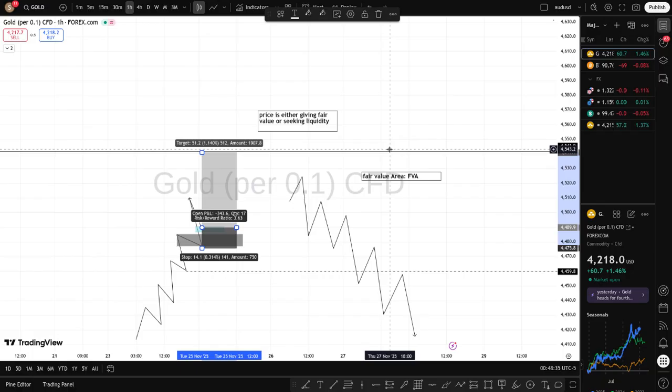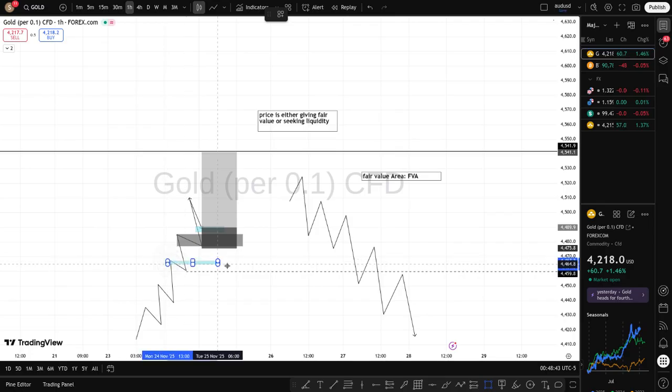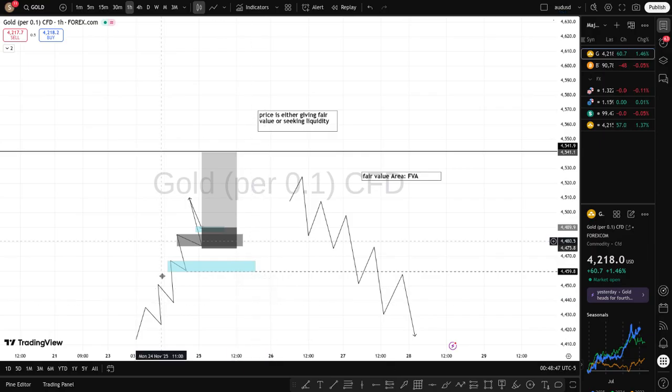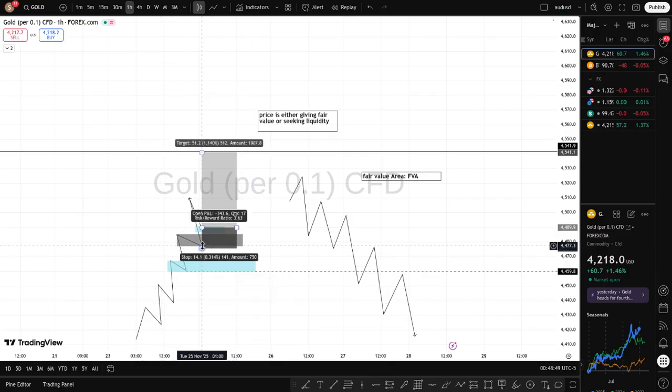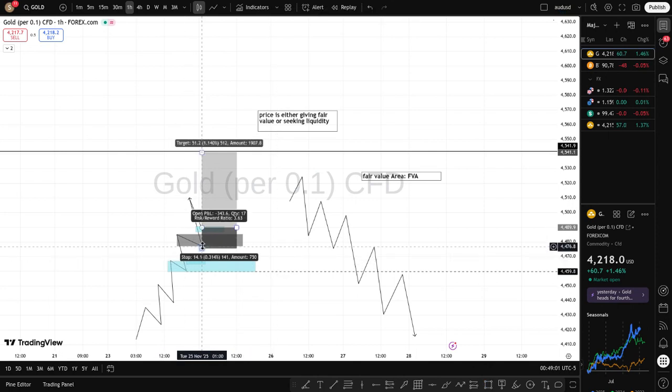And majority of the time, this is what you find. Majority of the time, you usually find that your point of interest, your fair value gap, your order block, your mitigation block is overlapping with the previous fair value area. And so most times you see that price leaves behind a fair value gap just above this previous fair value area. And so where are you going to be watching for price to retrace to?